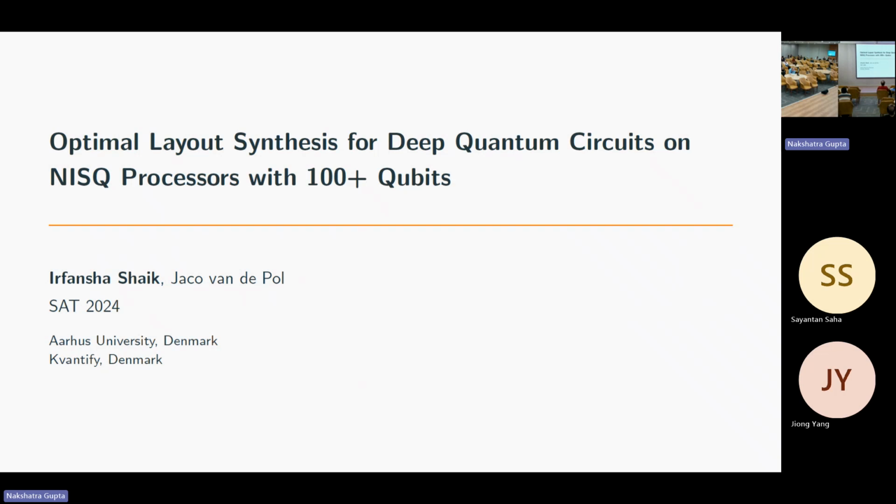Our topic is on optimal layout synthesis, but this is the same as circuit mapping. This is basically the same as circuit mapping, but we do it optimally. This is a joint work with Jaco van de Pol.